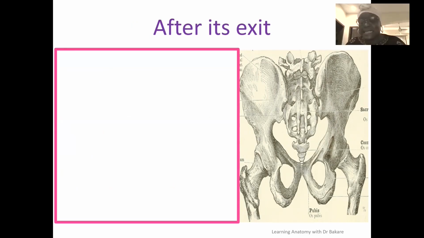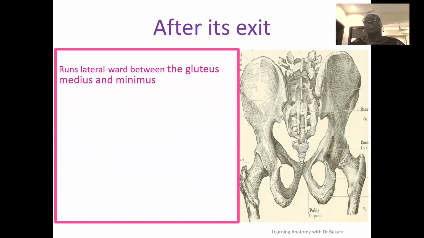So after exiting the pelvic cavity, this nerve is seen to run lateralward. So it is directed laterally. And you see it passing between the gluteus medius and also the gluteus minimus. We've also tried to highlight the gluteal muscles in our previous lecture, also on the gluteal region. If you've not watched that video, please kindly go and do so to also keep yourself updated.